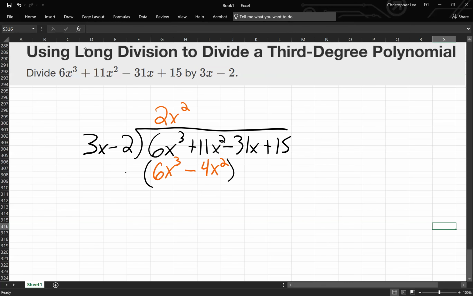Remember, this is a polynomial, so I'm going to subtract, right? Now, 6x cubed minus 6x cubed is 0, so that's gone. 11x squared minus negative 4x squared. What's that? 15x squared. That's perfect, right? And then next, you got to bring that down. Negative 31x. Yep, bring that down.